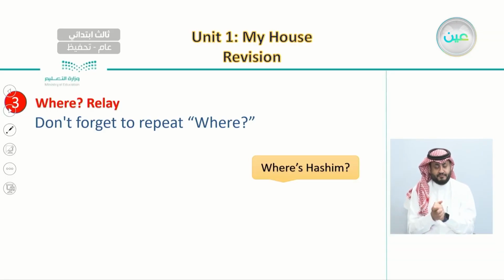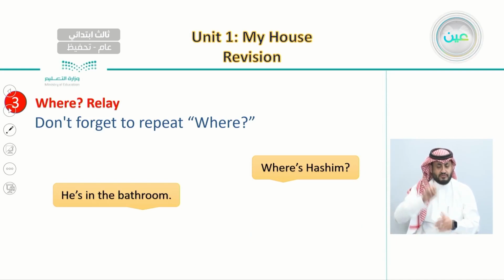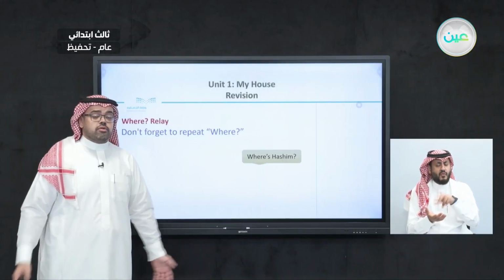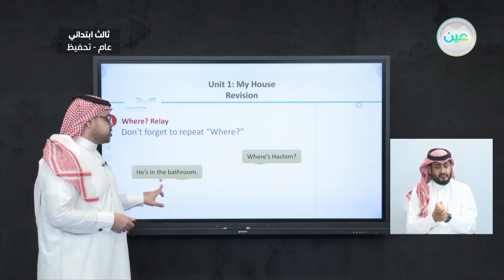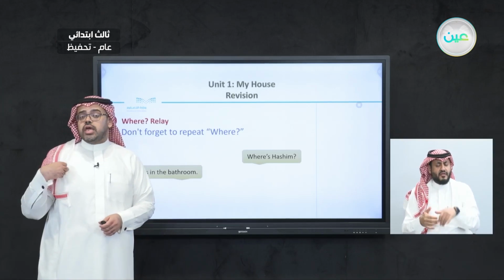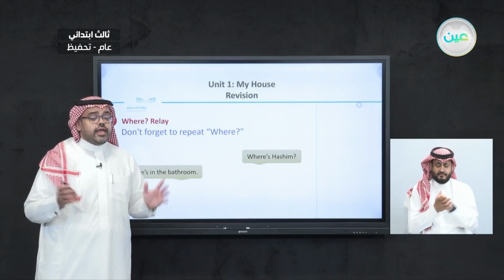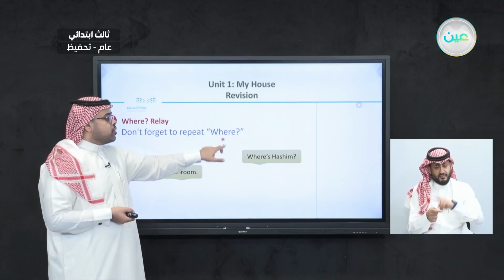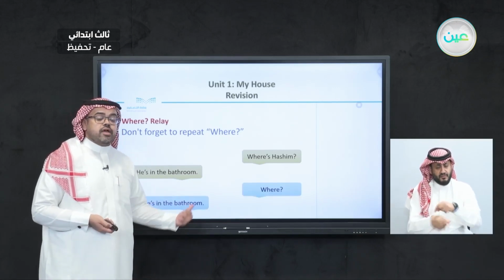So after this, we listened to a chant called "Where?" How this chant goes is that we ask about one person, "Where is Hashim?" when we are gathered around as a group. One of them would say "Hashim is in the bathroom," or Hashim in any room that they choose or can think of. And after they say it, it is your part to repeat the word "where." And then when you repeat it, they will repeat the same answer.